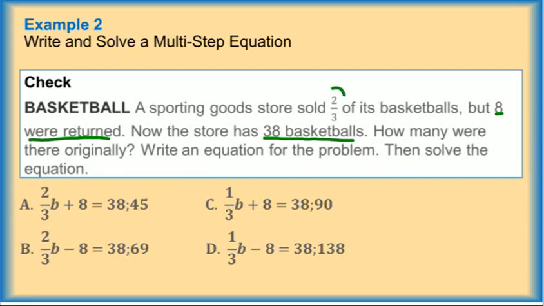I want this fraction here, this 2/3, to represent how many basketballs that they have left. So if they sold 2/3, that means they kept 1/3 of the basketballs. So B for basketballs. They gained 8 more because 8 of them were returned. And they have a total of 38. So there I have an equation. And if I look at my choices here, I know that A and B do not work.